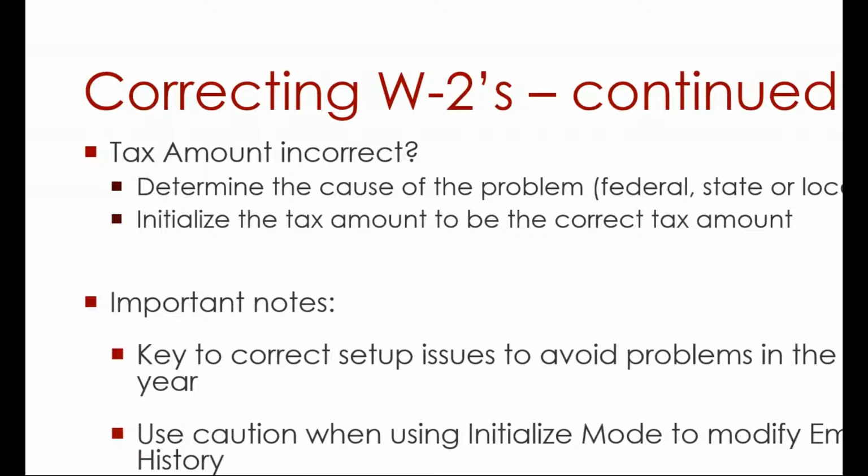Some important notes here. It is key to correct the setup issues to avoid problems in the following year. So if you identify an issue with the deduction that needs fixed, maybe it wasn't set up properly or something got changed, make sure we correct that in the current year. If you're still in 2018, correct that. That would roll forward and be accurate then when you roll into 2019. Now, if you've already closed the year and you identify an issue, you want to make sure that you're going back to the deduction history screen to fix the record for 2018, and then also use deduction maintenance to fix it for 2019 and forward.